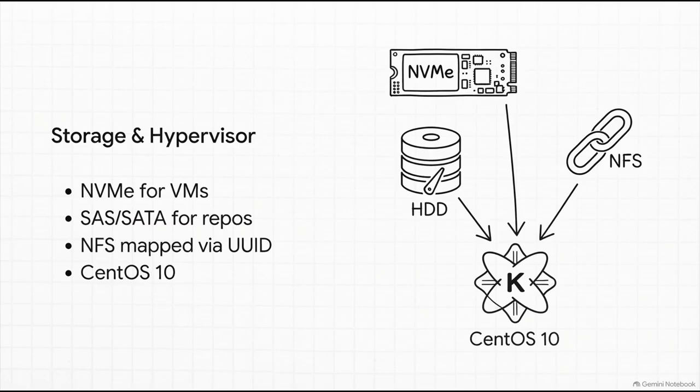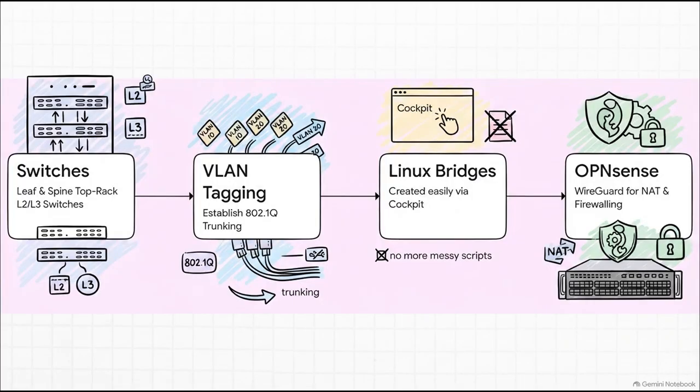On top of that, your backend storage needs to utilize NFS servers, carefully mapped via UUID using the blkid command in your fstab file. That just ensures reliable booting. And as for the hypervisor itself, we're talking CentOS 10 utilizing a tool called Cockpit, which completely deprecates and replaces those legacy, headache-inducing RDP and virtual machine managers. Game changer for sure. All right, with storage locked in, let's talk network plumbing.